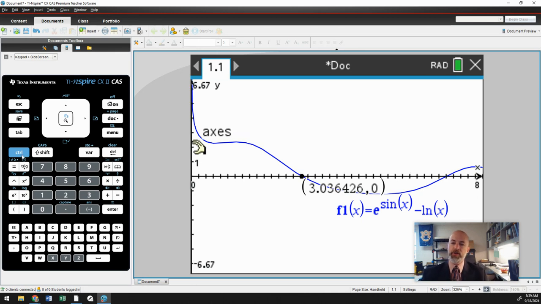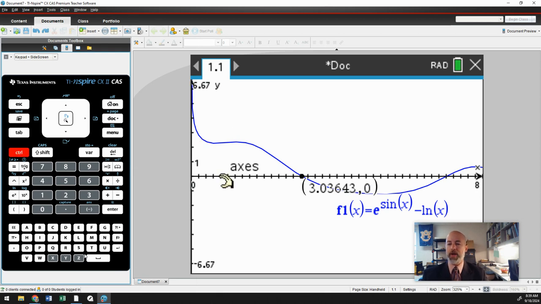I'm going to undo that, however, and show you how we can get both zeros at once. So I'm going to hit Control-Z to undo. Whoops, oh crap, it's going to make me undo all that.